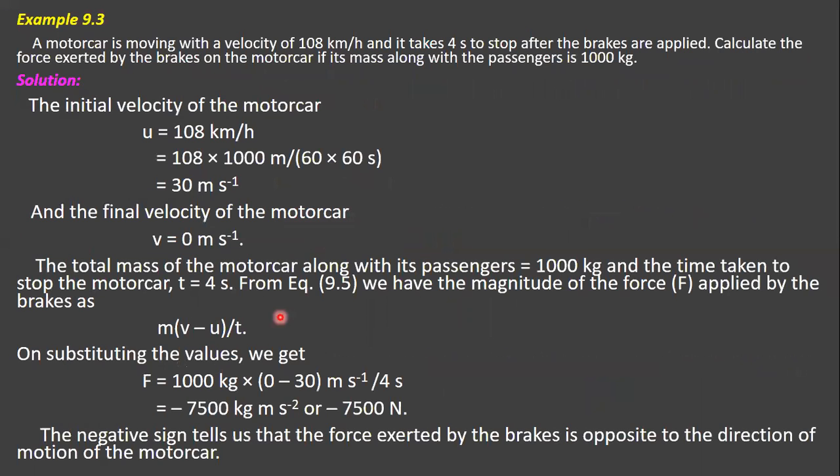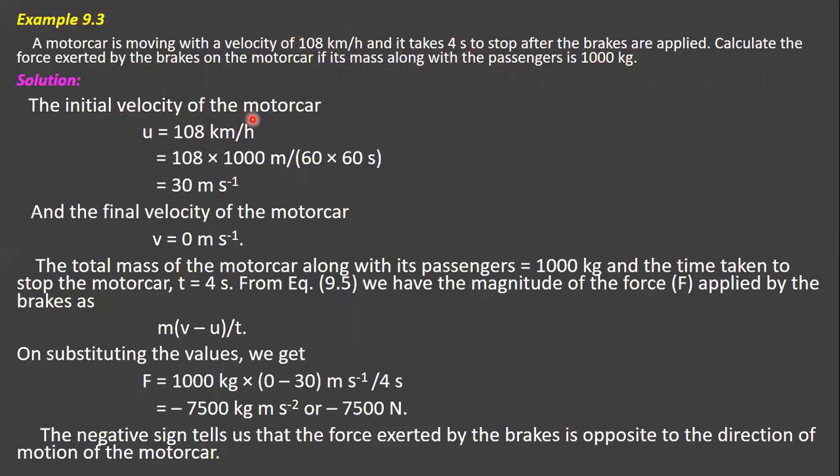Next, third one. A motor car is moving with the velocity of 108 km per hour and takes 4 seconds to stop after the brakes are applied. Now calculate the force exerted by the brakes on the motor car if its mass along with the passengers is 1000 kg. See, children, here a motor car is moving with the velocity of 108 km per hour and takes 4 seconds to stop after the brakes are applied. Now you have to calculate the force exerted by the brakes on the motor car if its mass along with the passengers is 1000 kg.